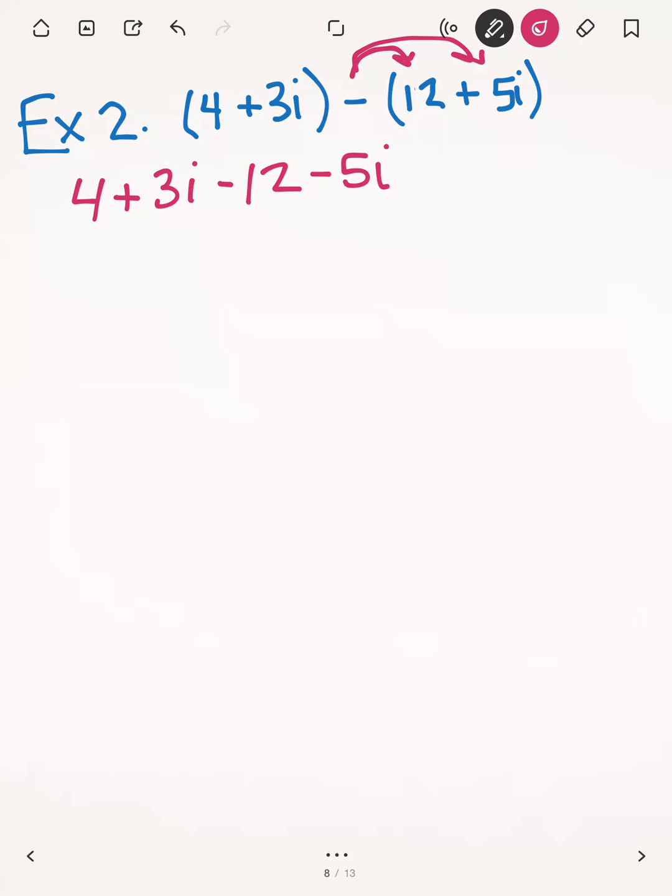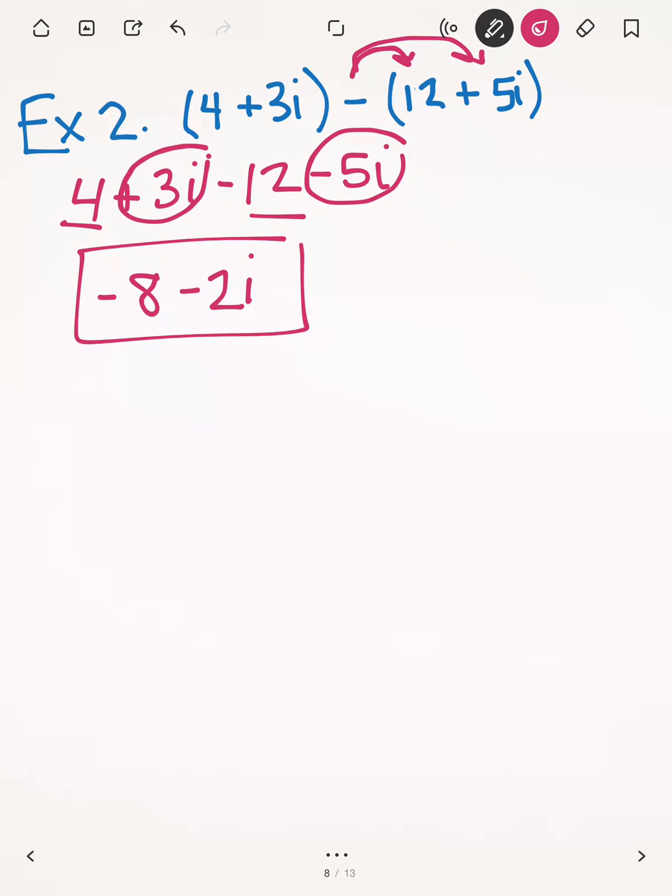Now I just combine like terms. So 4 minus 12 is a negative 8. 3i minus 5i is a negative 2i. And there we go, that's our answer: negative 8 minus 2i.